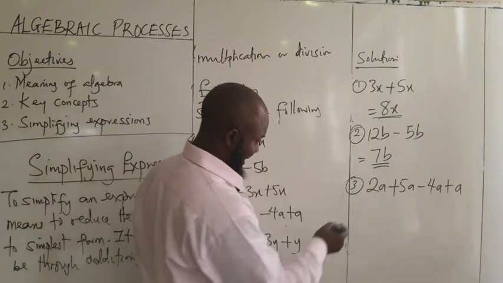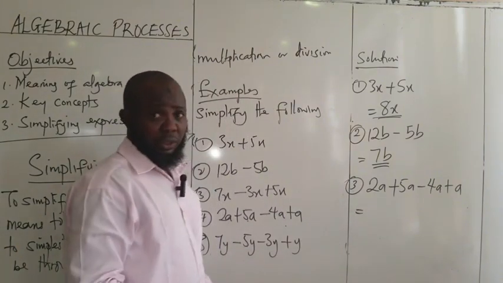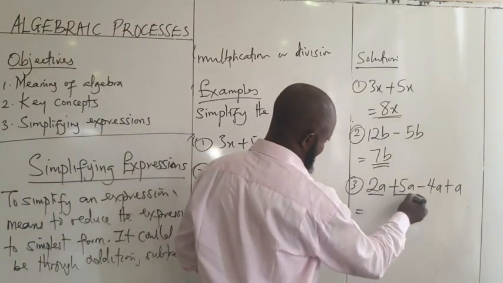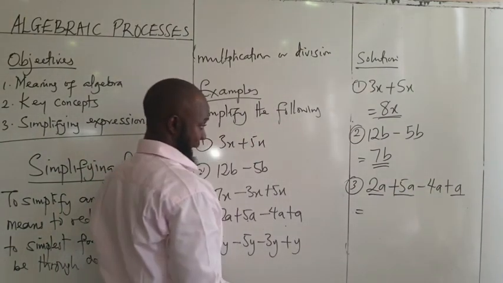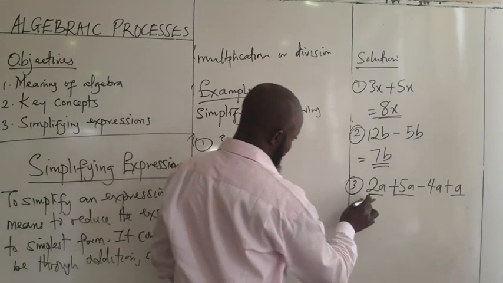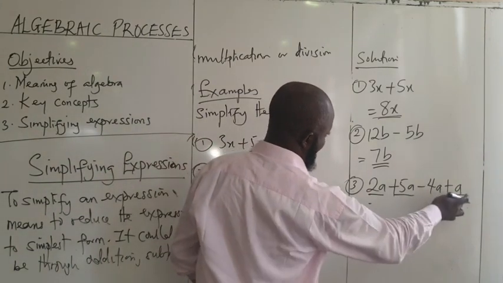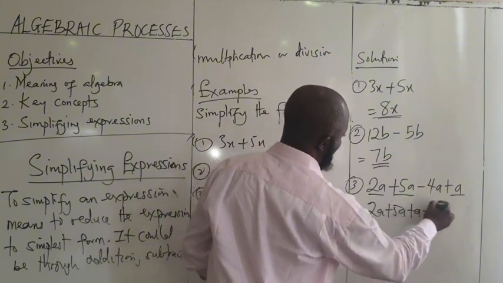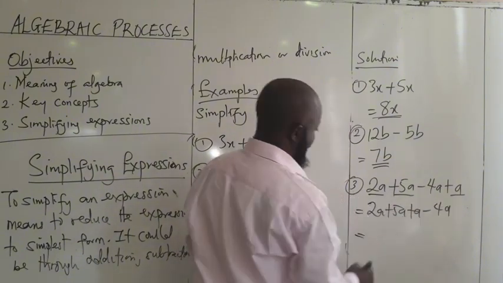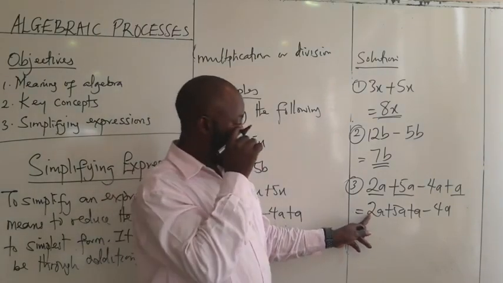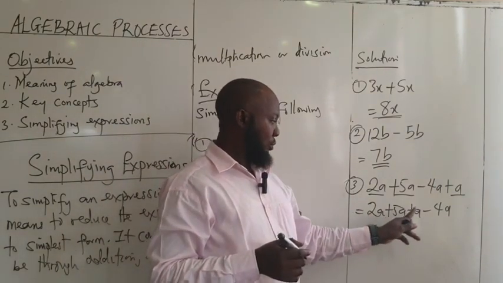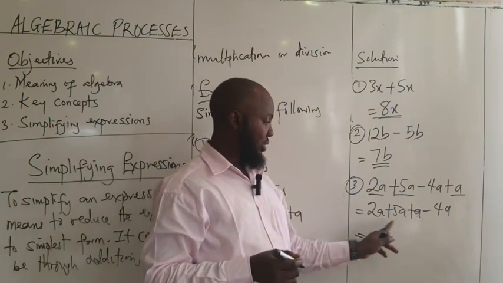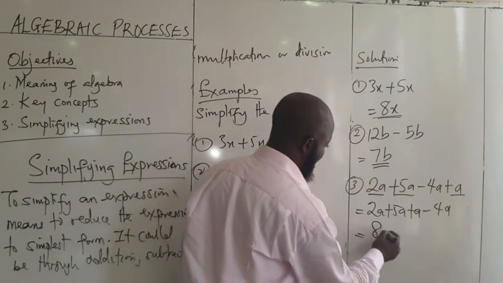So what we are saying in essence is that we are going to regroup. We regroup the positive and the negative. So this is positive, positive, and positive. Let's bring all of them together. So 2a plus 5a plus a minus 4a. So 2a, that is 2 apples, plus 5 apples, then plus 1 apple. So making how many apples? 8 apples. That is 8a.